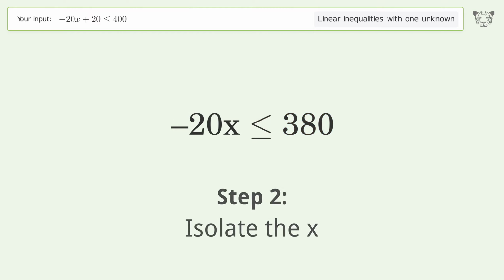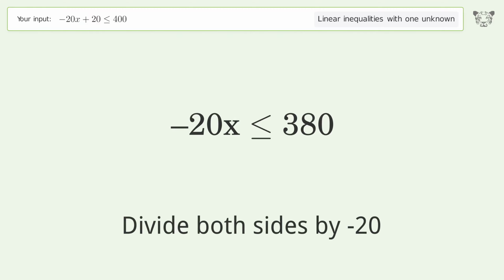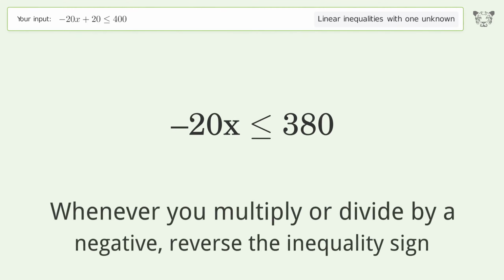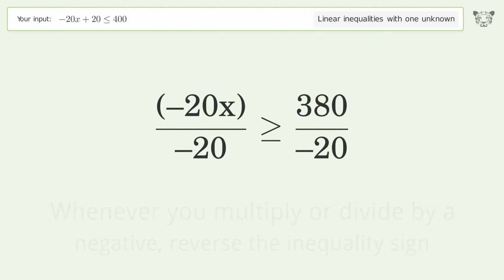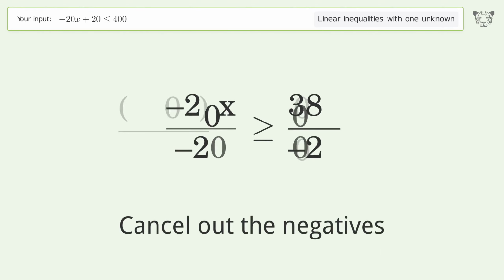Isolate the x. Divide both sides by -20. Whenever you multiply or divide by a negative, reverse the inequality sign. Cancel out the negatives.